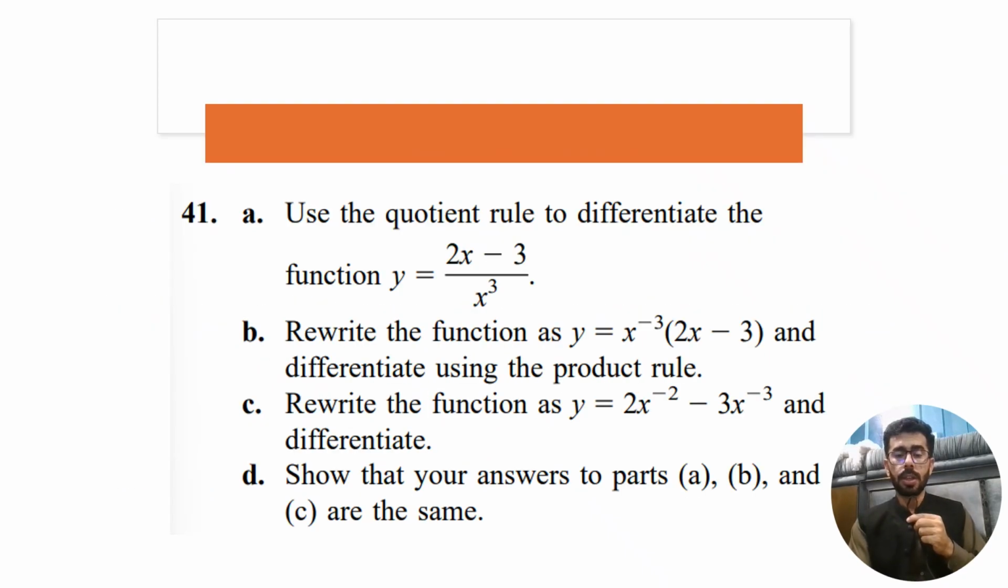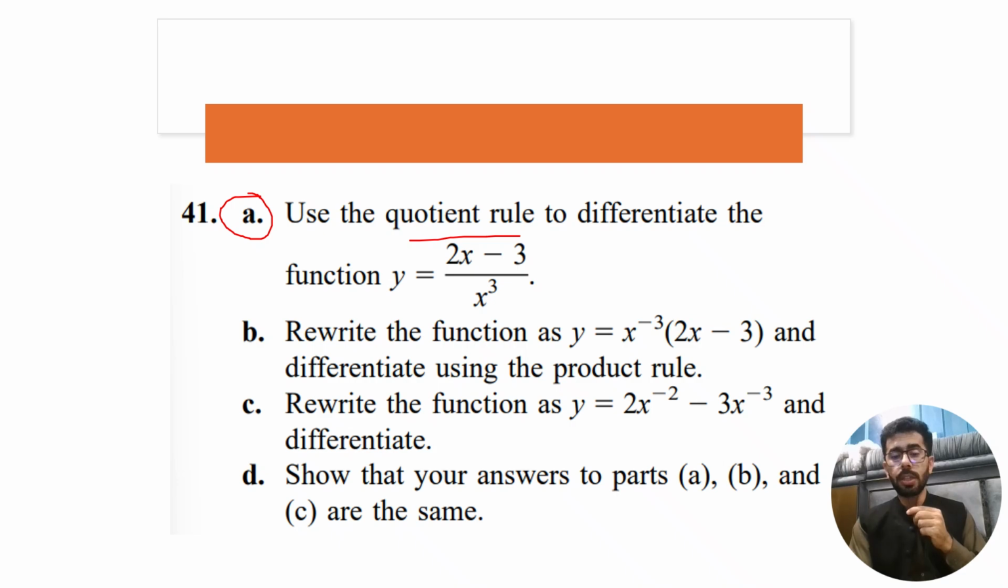In this question, they have given you a quotient, means a function divided by another function, a rational function. They are asking you to use the quotient rule to differentiate, but we have not done quotient rule for now, so we skip part A. We'll be doing that later.